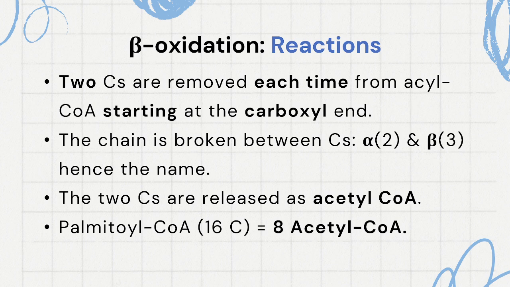The proper reactions of beta oxidation are 4 reactions. And in beta oxidation, 2 carbon atoms are removed each time from acyl-CoA, starting at the carboxyl end. We have 4 successive reactions that go back to back, releasing 2 carbon atoms at a time as acetyl-CoA. The chain of the acyl residue is broken between the alpha and the beta, that is to say between the second and the third carbon atoms, and eventually complete oxidation of palmitoyl-CoA through beta oxidation will yield 8 acetyl-CoAs.